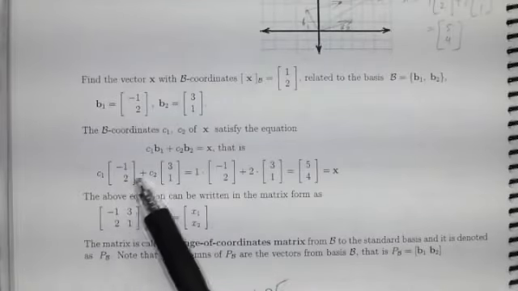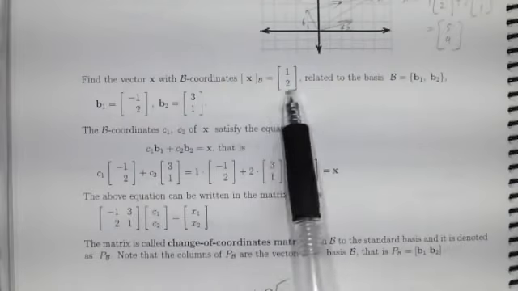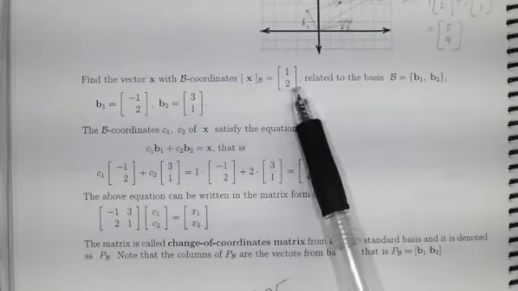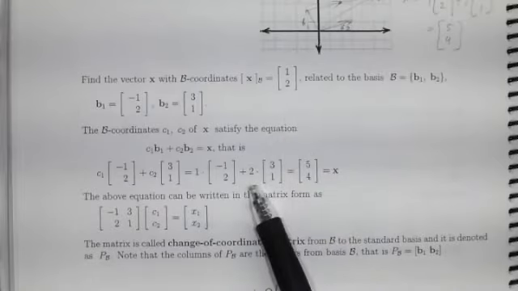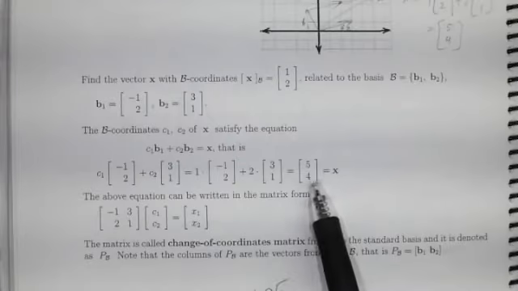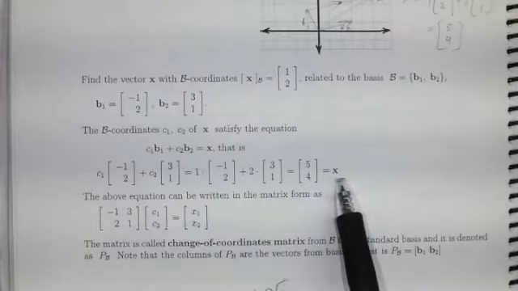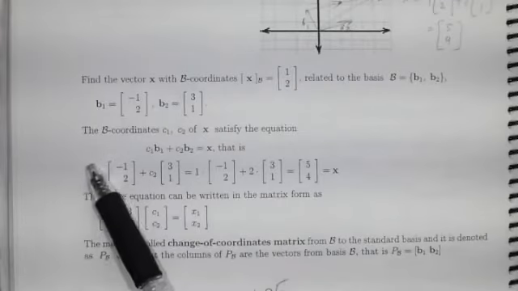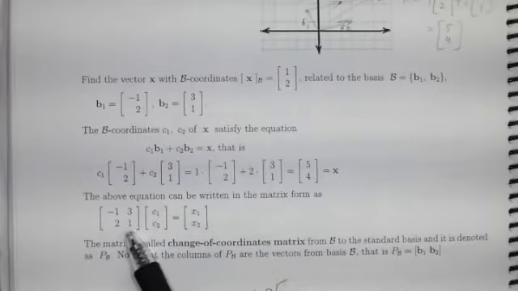If I substitute this, I have c1 times the base vector plus c2 times the base vector. We know that c1 and c2 are B coordinates. So this is my c1, that's why we substitute here, and this is my c2, we substitute to this one. And I multiply this across, I'm going to get the vector 5, 4, which is my vector x. So note that this equation is a vector equation. We can write this equation in the matrix form.